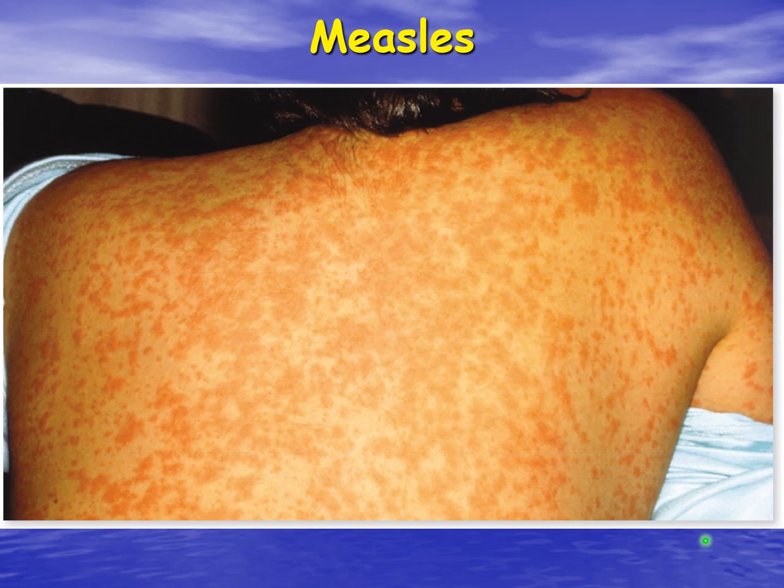So you get these vesicular lesions and you get them all over the body. They can itch. Both forms of measles can cause systemic high fevers and of course can result in death.